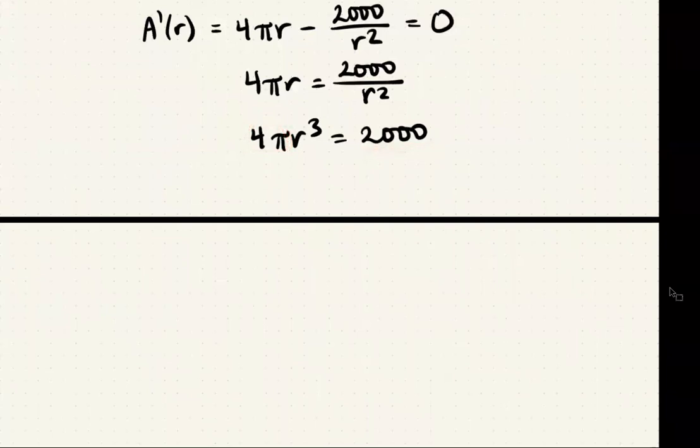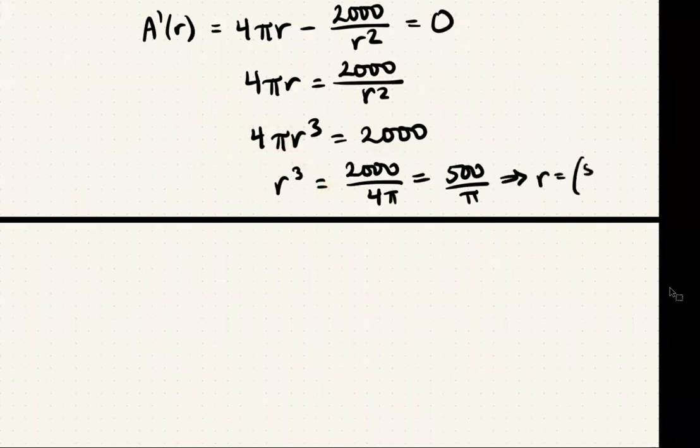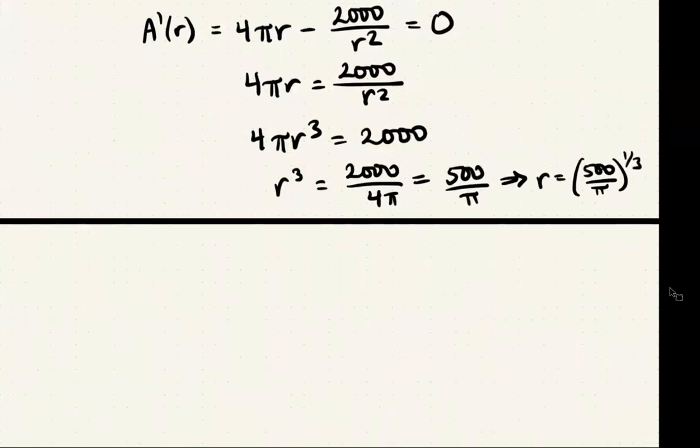So I have r cubed equals 2,000 over 4 pi. I can simplify that a little bit to 500 over pi. Okay. And then I need to take the cube root. So I get r equals (500 over pi) to the 1/3 power. This is my only, technically, this is my only critical point, critical number.